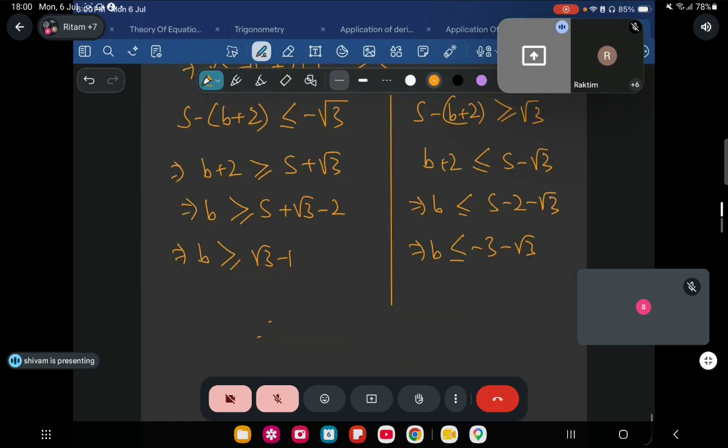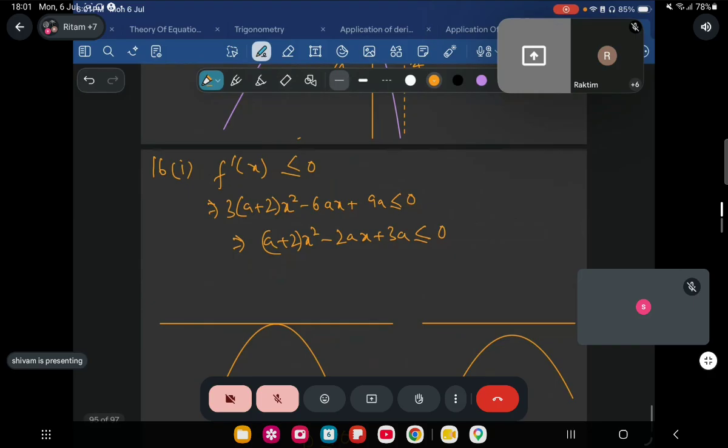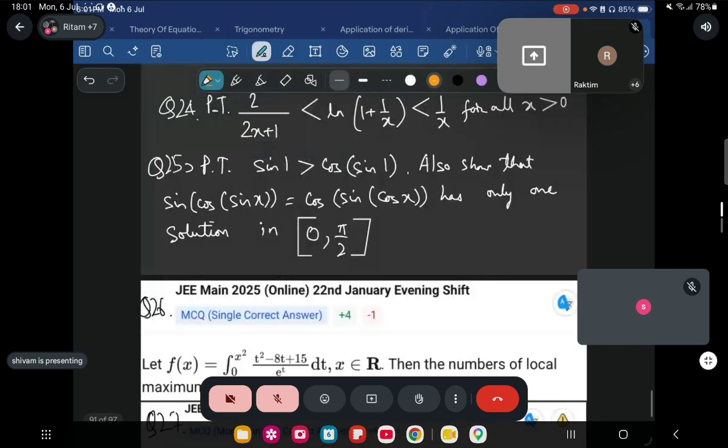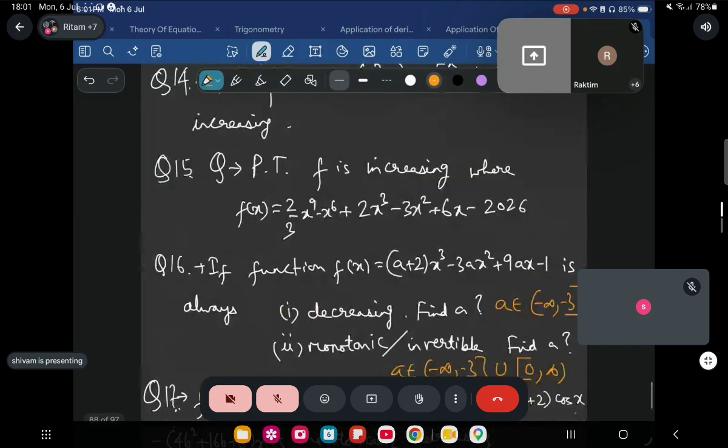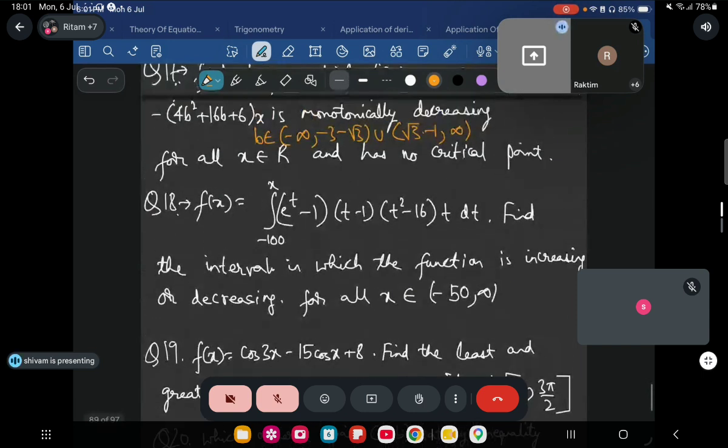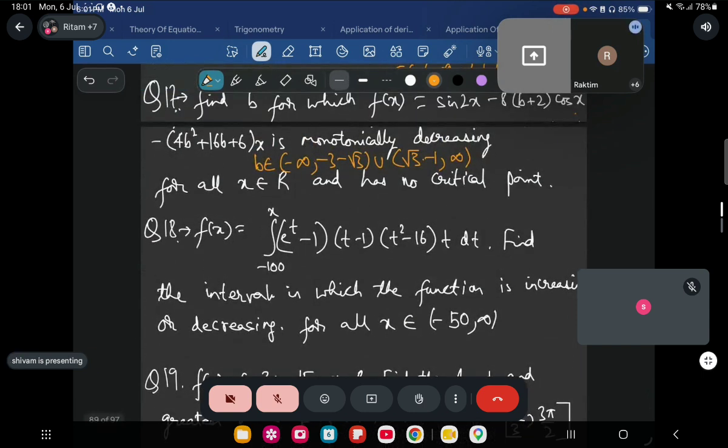So combining these two inequalities, therefore b belongs to minus infinity comma minus 3 minus root 3 union root 3 minus 1 to infinity. Anyone having any doubt, you can ask me. Raktim, is it clear? Yes, sir. Okay, next one I'm solving.